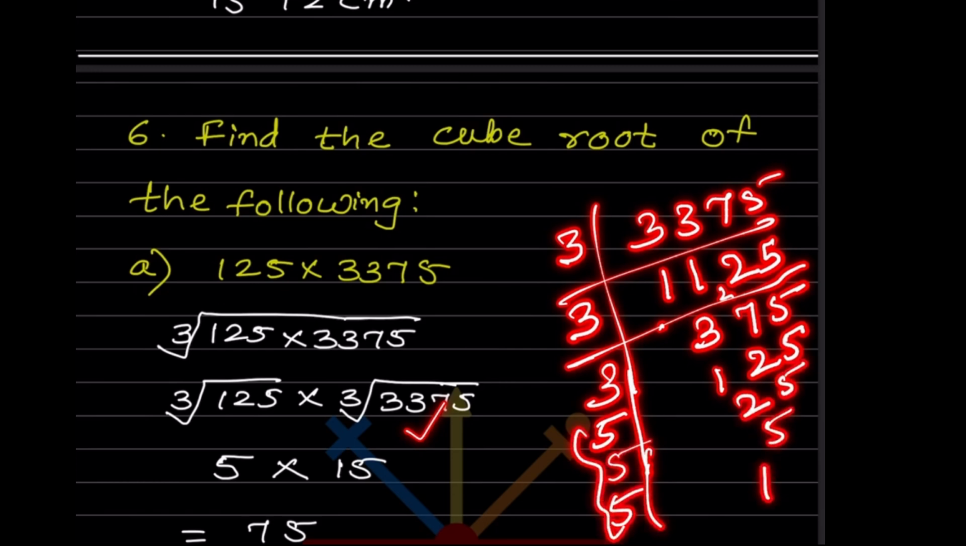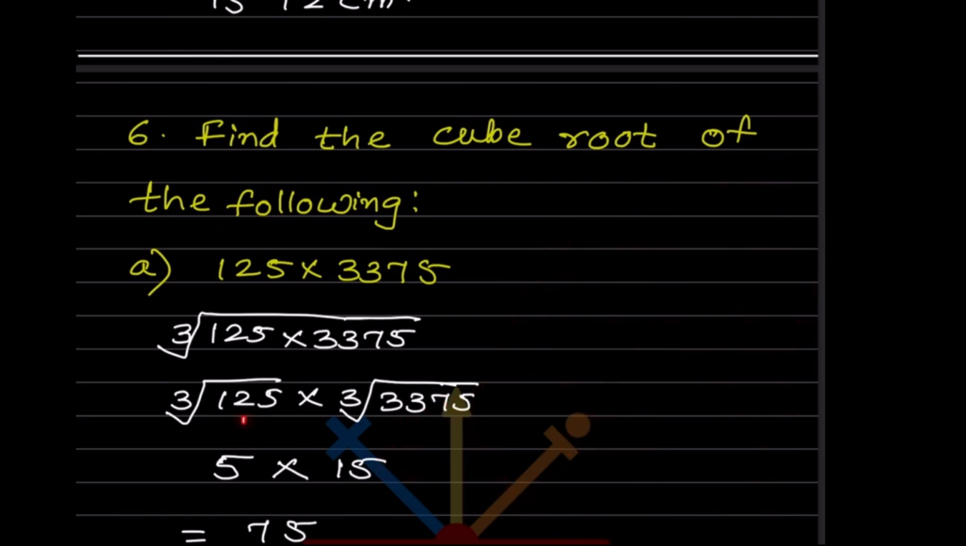So now again we will make a group of 3. So you will consider this as, and here 5. So here what will be that? 5 3s are 15. So 15 into 15 into 15, that is 3375. So cube root of this will be 15.